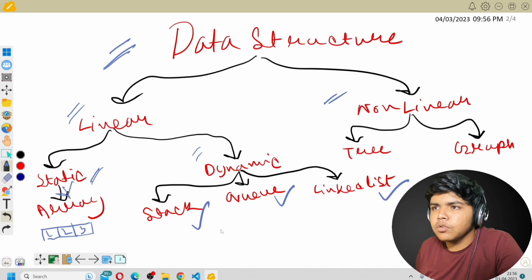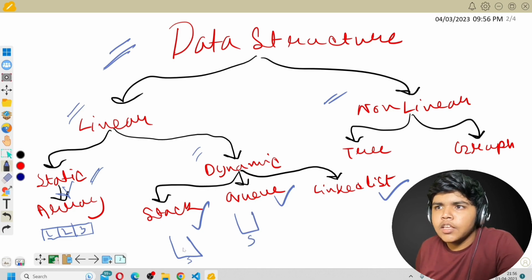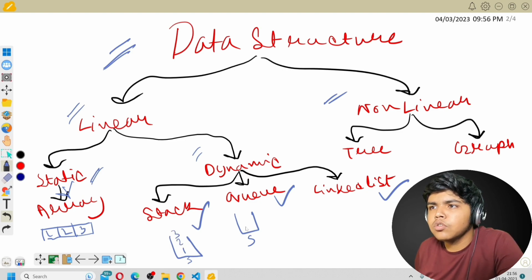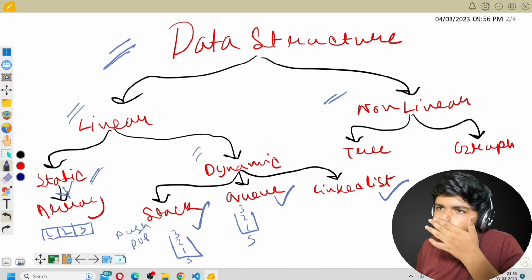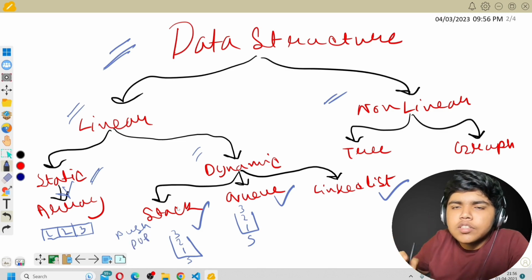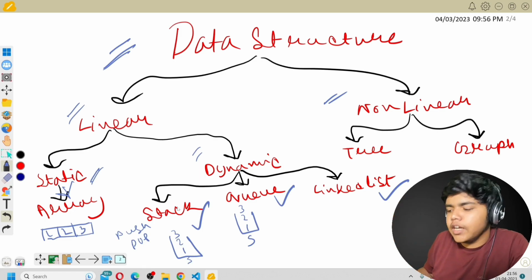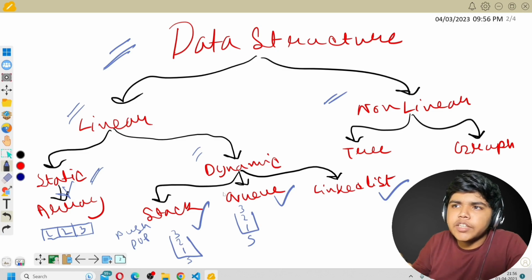Stacks and queues. Stack is basically look like this. It is stack and it is queue. Both look the same, but the work is opposite. Here we can store 1 2 3. Here also we can store 1 2 3. It has two operations, push and pop. Push is basically to store something in the stack or queue, and pop is basically to remove something from stack or queue.